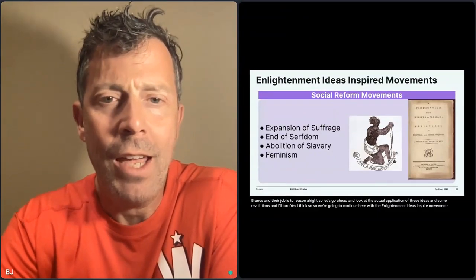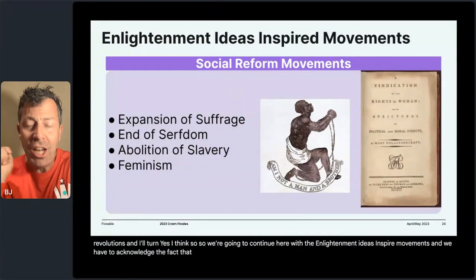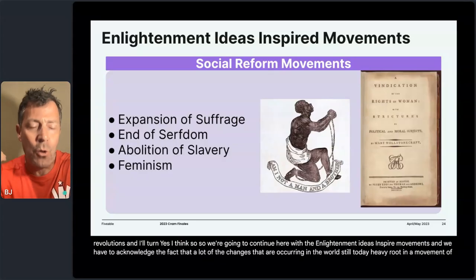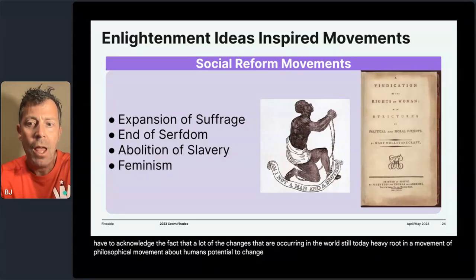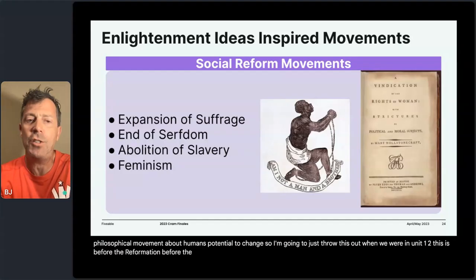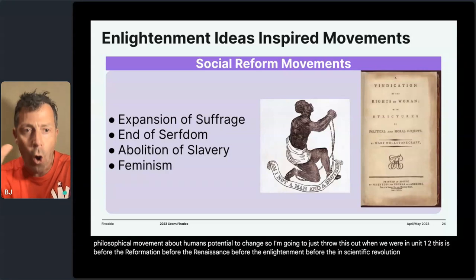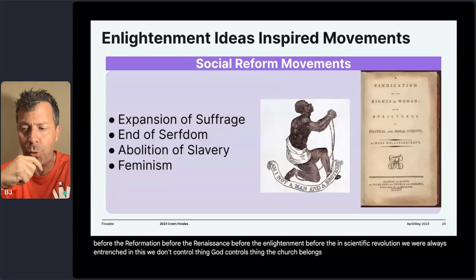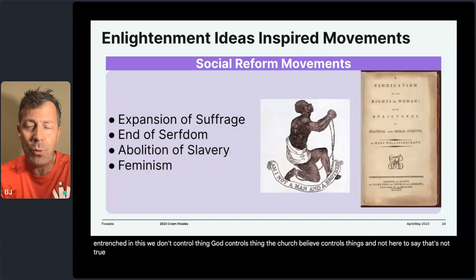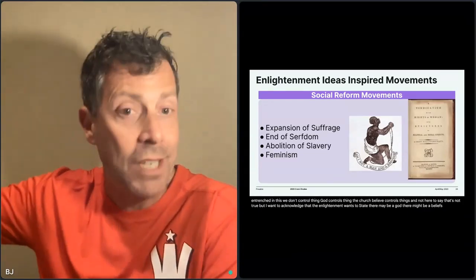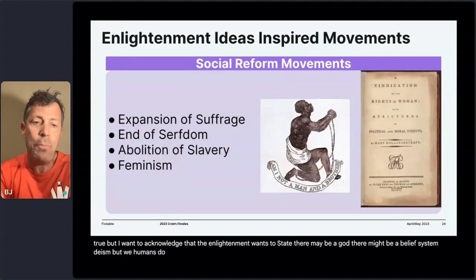So we're going to continue here with how Enlightenment ideas inspire movements. And we have to acknowledge the fact that a lot of the changes that are occurring in the world still today have a root in a philosophical movement about humans' potential to change. When we were in Unit 1, 2, before the Reformation, before the Renaissance, before the Enlightenment, before the scientific revolution, we were always entrenched in this idea that we don't control things, God controls things, the church controls things. I'm not here to say that's not true, but the Enlightenment wants to state there may be a God, there might be a belief system, deism, but we humans do have the potential for change.